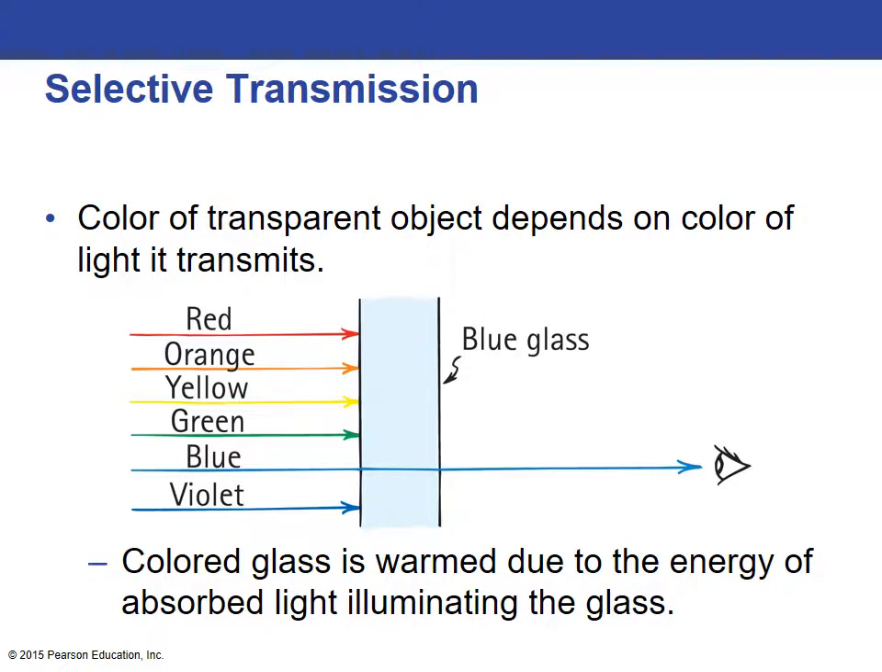Now, the color of a transparent object depends on the color of light that it transmits. So, for example, the reason that we see blue glass as blue is because red, orange, yellow, green, and violet are being absorbed, and the blue light is the only light that's going through the glass. And so we see the glass as blue.